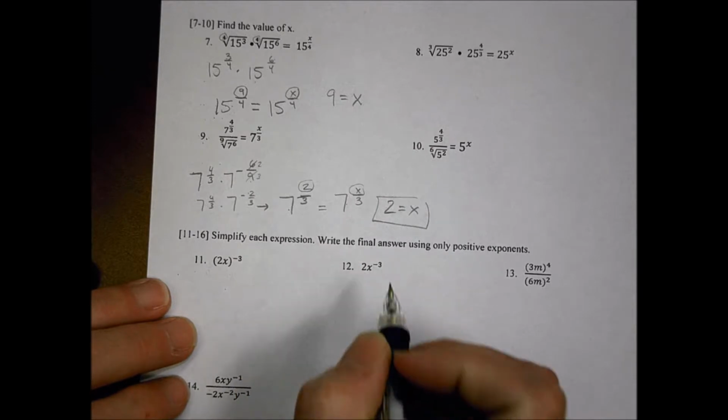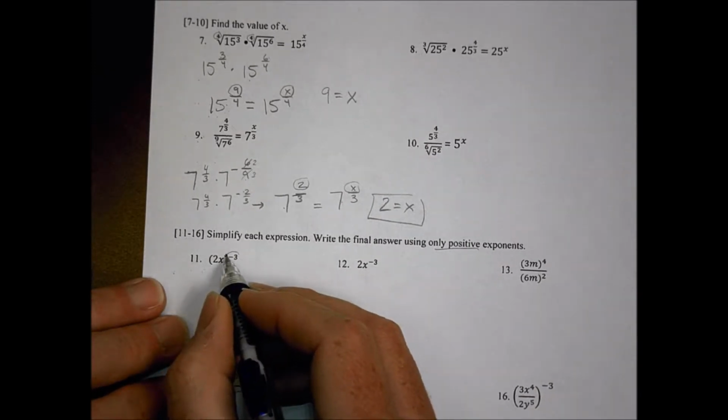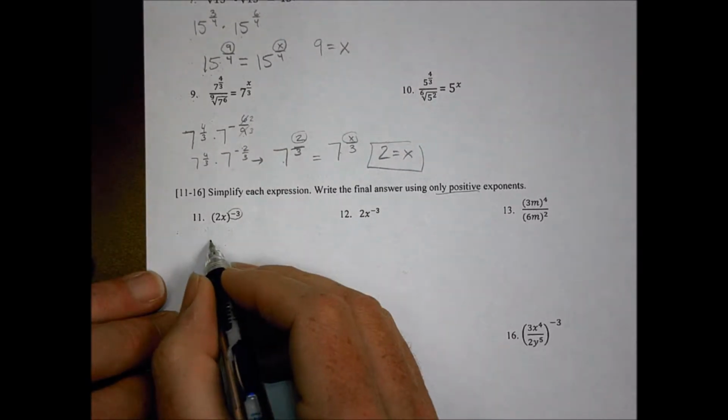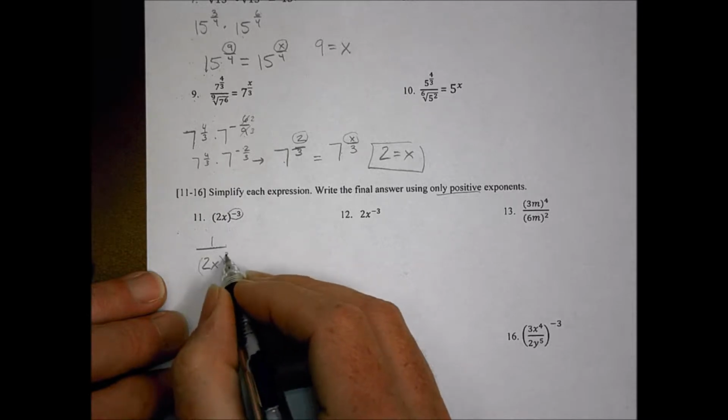Number 11. Simplify each expression and write the final answer using only positive exponents. All right, so first of all, with number 11, I see it's to the negative 3rd power, so I need to move the whole thing downstairs. This becomes 1 over 2x cubed.